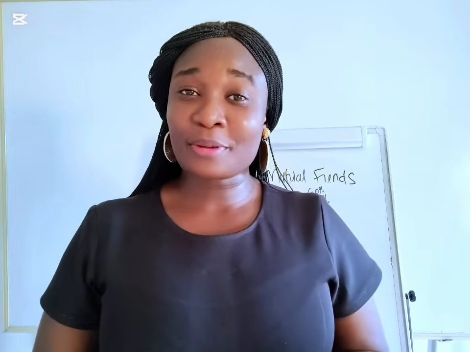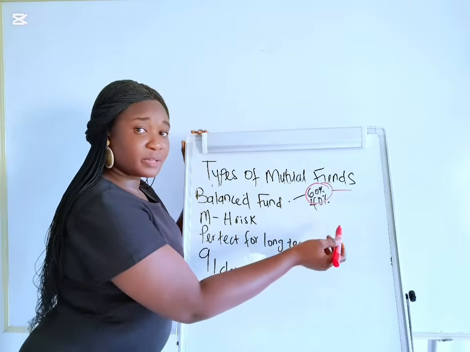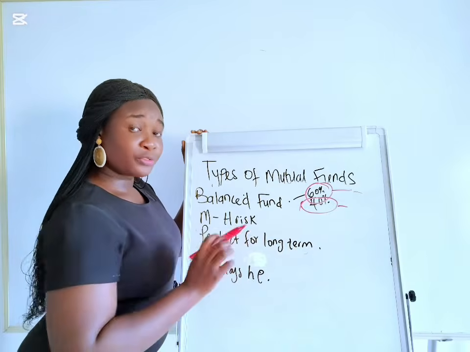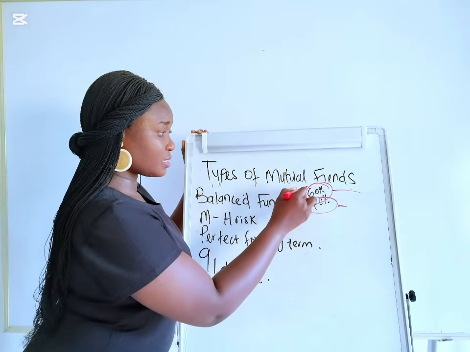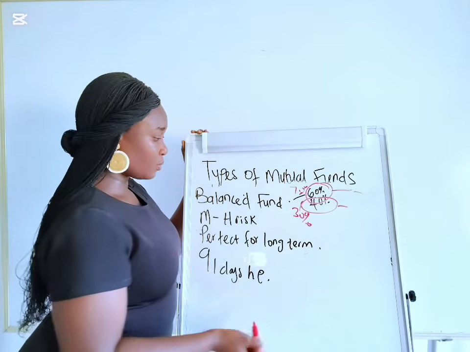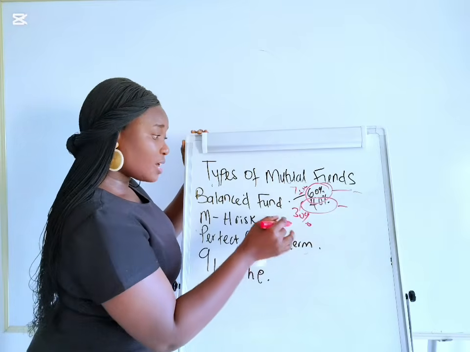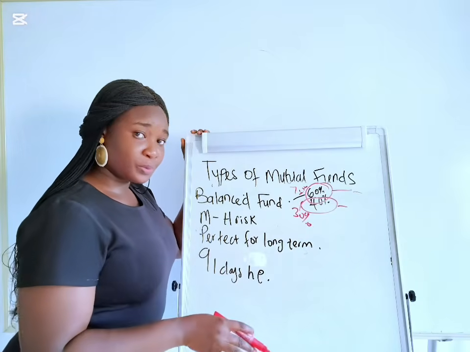Another one that we have is the balanced fund. Now let's take a look at what balanced mutual funds entail. So for the balanced mutual fund, it has 60% of the investments in the equity market and 40% in other fixed income. Don't forget that when we treated equity funds, we said it has 70% in the stock market and 30% in other fixed income. For the balanced, it has about 60% in the stock market and 40% in fixed income markets. So it helps it to be balanced.